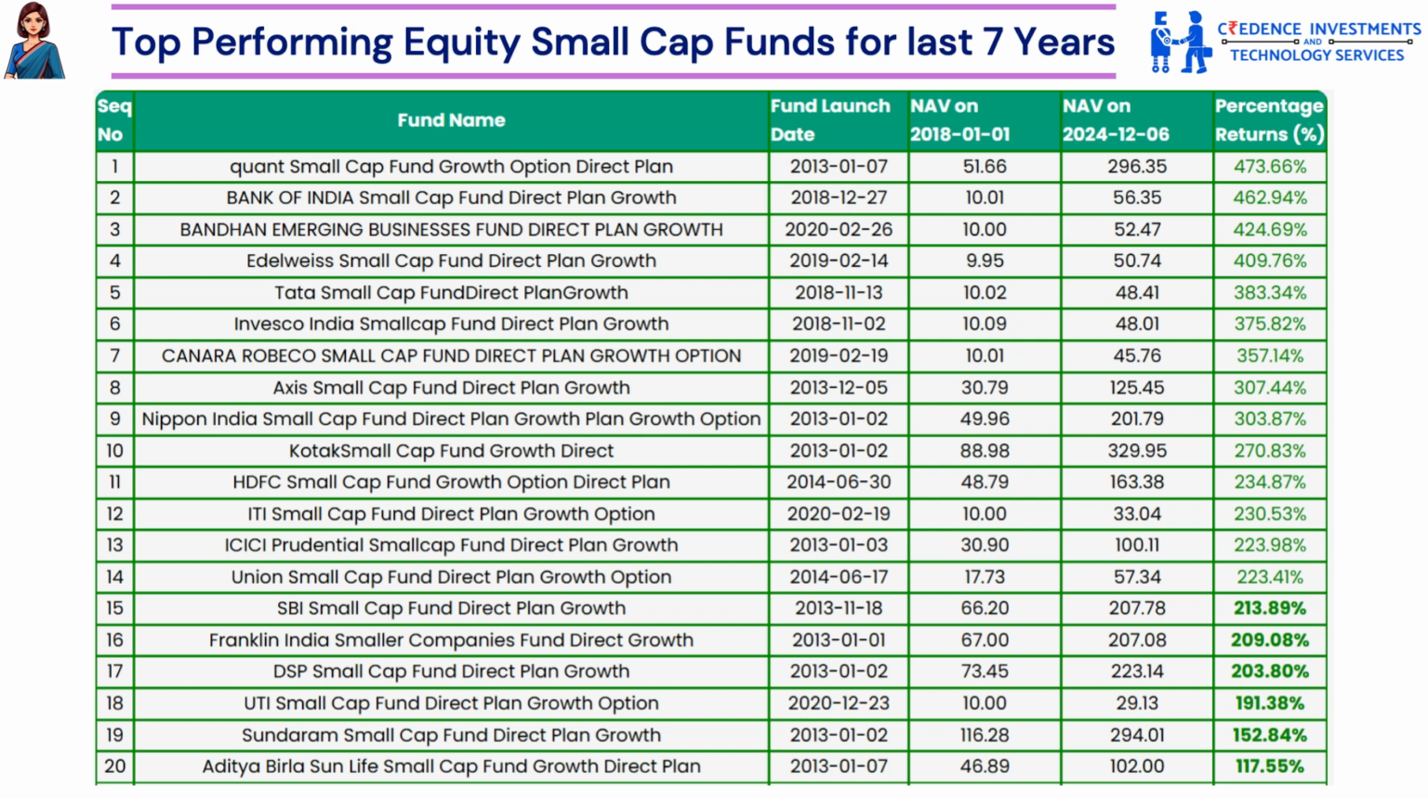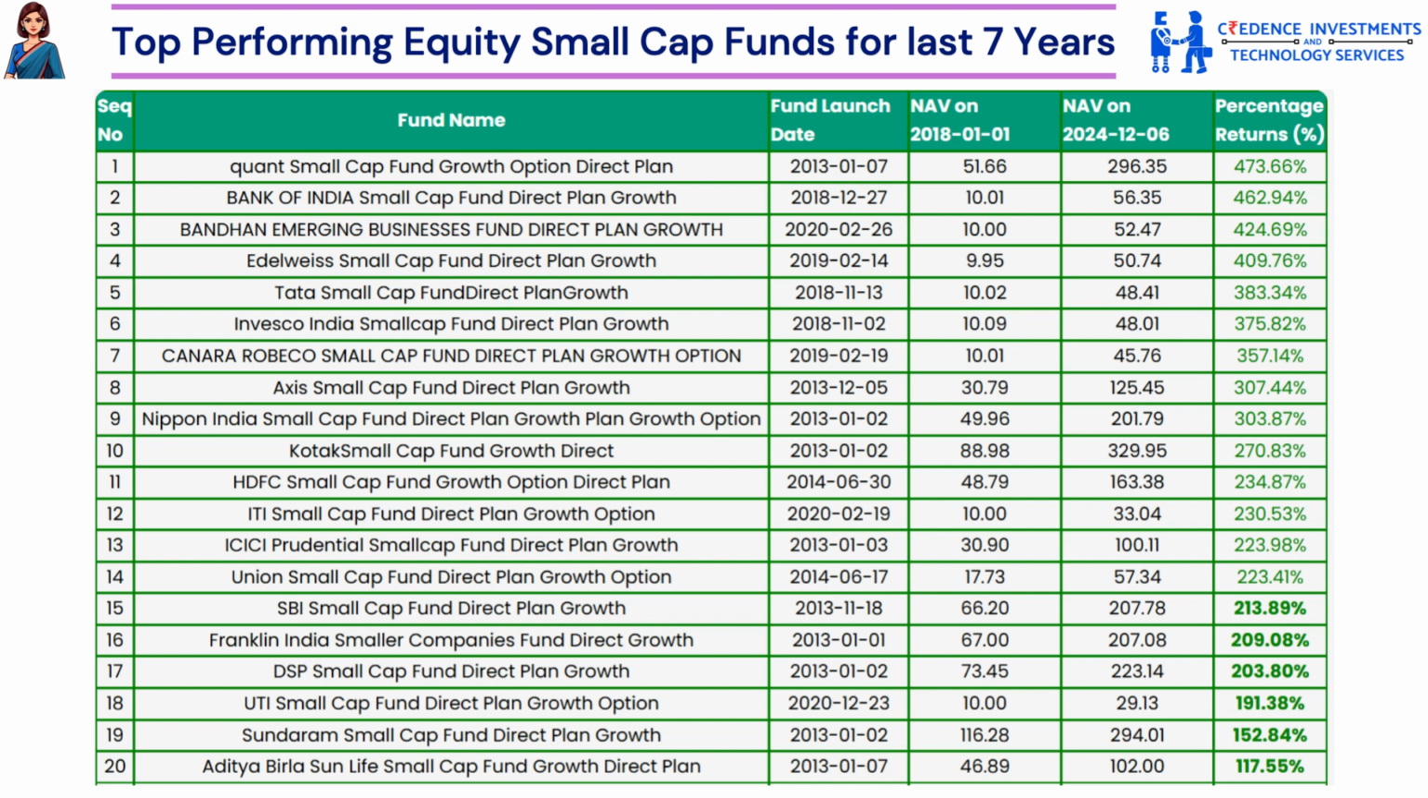Moderate performers, 200 to 350% return. Axis Small Cap Fund, 307.44%. And Nippon India Small Cap Fund, 303.87%, are among the notable funds in this range. Kotak Small Cap Fund, 270.83%. HDFC Small Cap Fund, 234.87%. And ITI Small Cap Fund, 230.53%, offer solid returns with moderate risk.